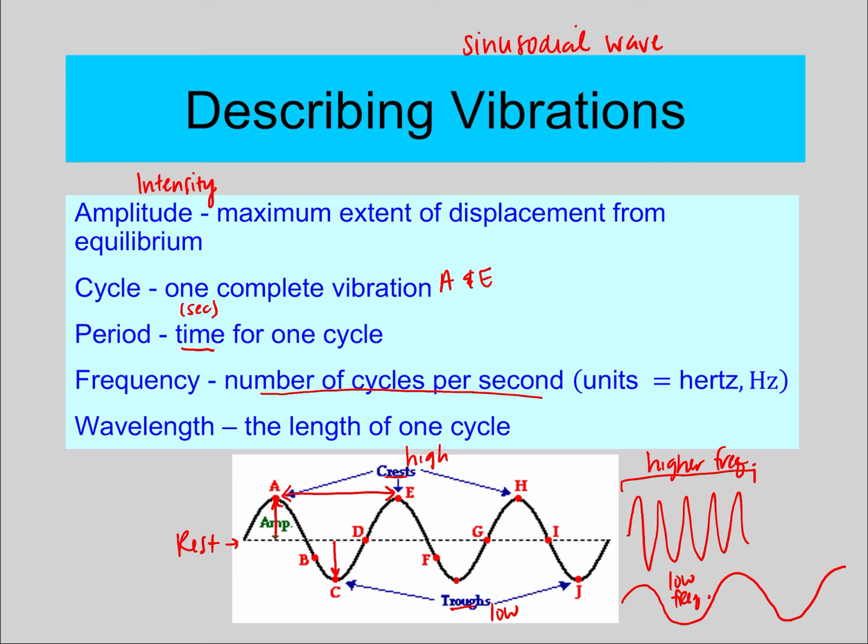Now the wavelength is also going to be related to one cycle, but it's the length in meters of one cycle. So if you could take a meter stick out there and measure the length of one cycle with the meter stick, that would be what we're talking about right here. So the last three of the four are all related to one cycle.